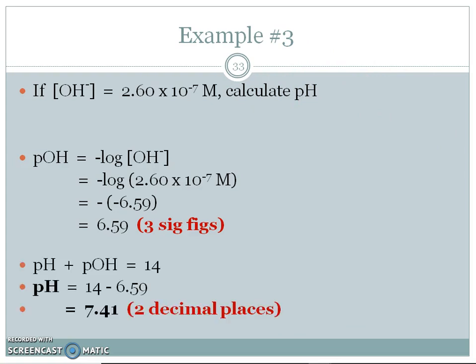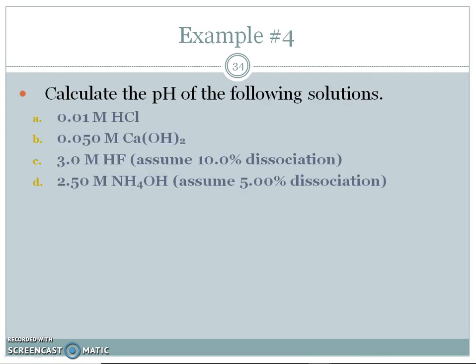We have to say, well, we know that the pH plus the pOH equals 14, so we're going to take 14 minus that pOH value to get an answer of 7.41, 2 decimal places for our sig figs for the pH value. So a lot of times that's what they do. They're going to ask for your pH even though they're giving you an OH minus concentration.